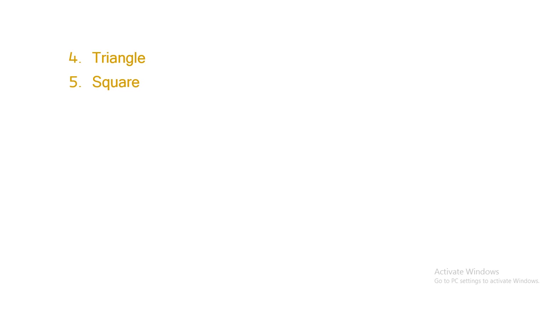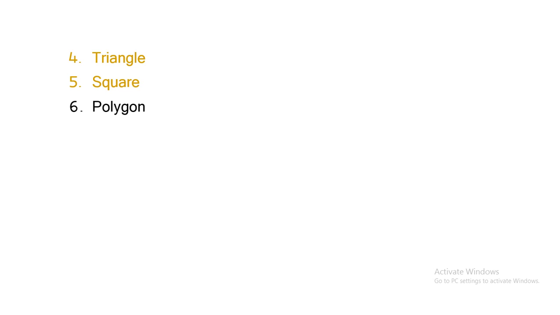Next is square. A shape surrounded by four straight lines is called a square. Types of square are rectangle, square, parallelogram, rhombus, etc.